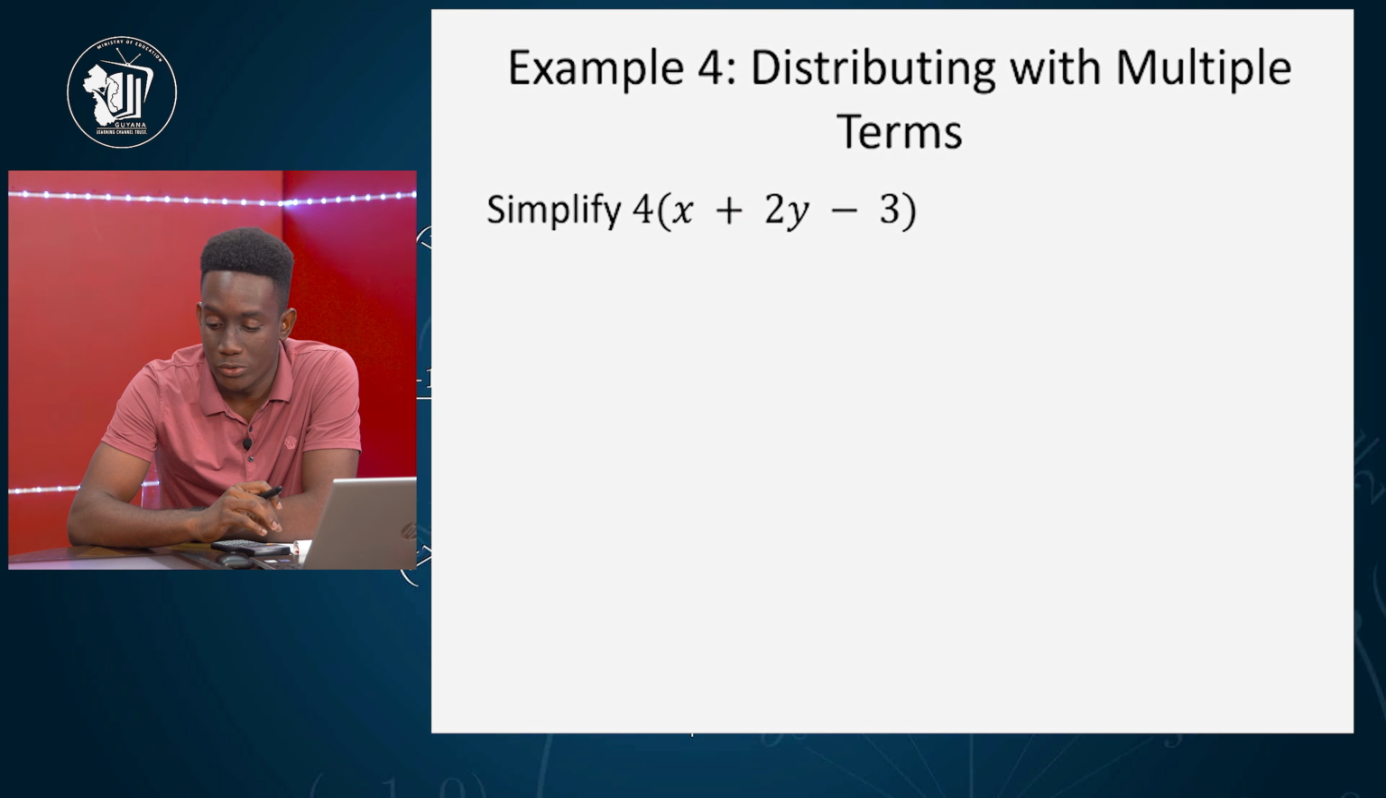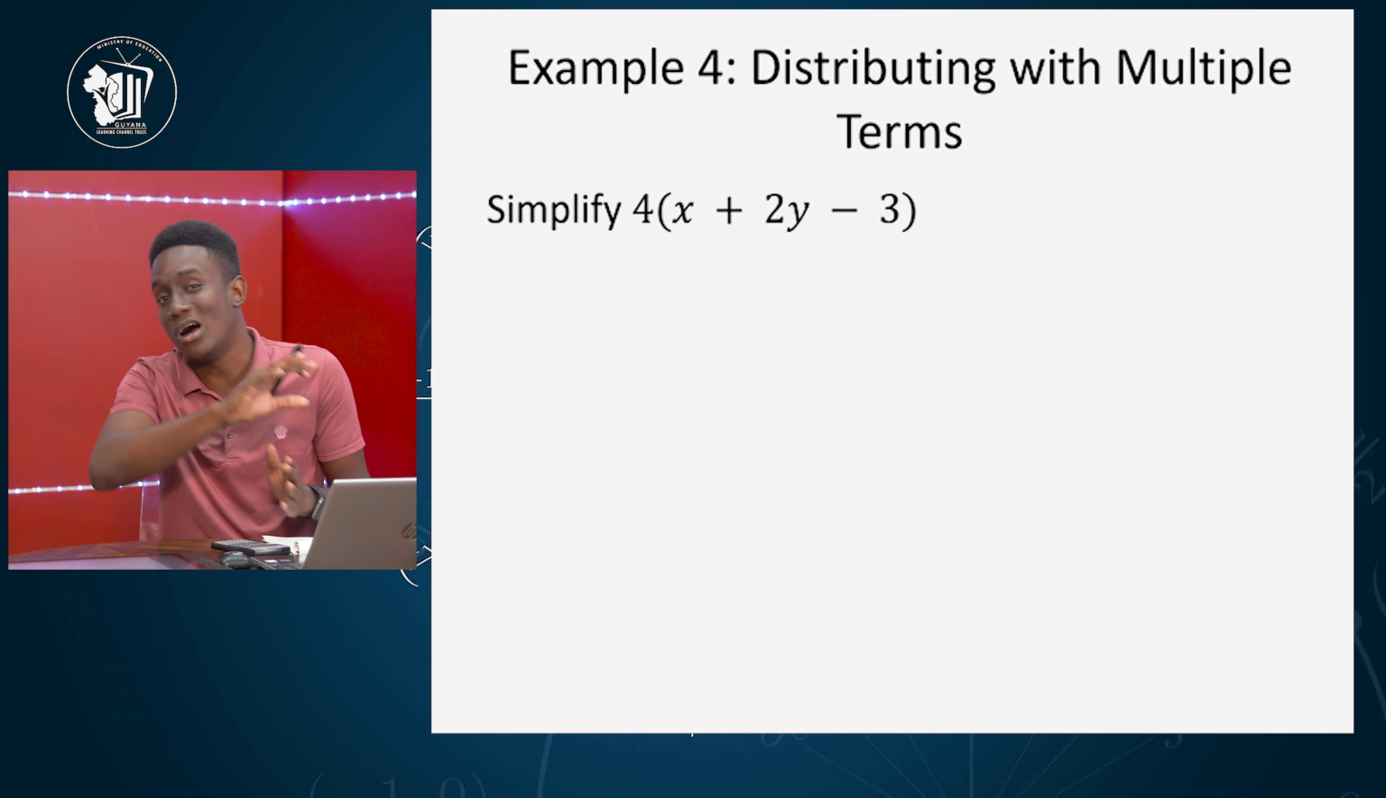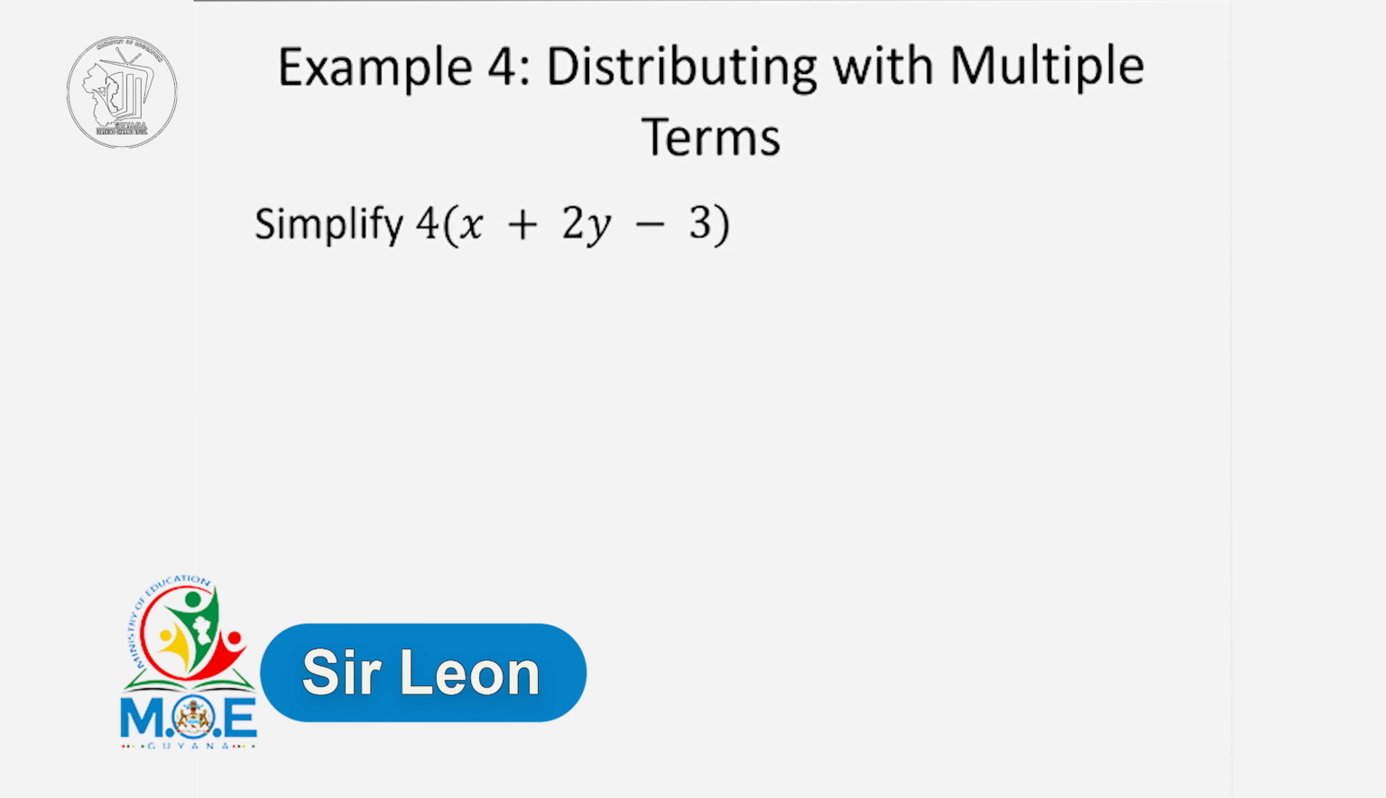And look at this one. We are asked to simplify this. Now we have 3 terms. Remember, the term outside the bracket has to multiply all the terms in the bracket. So we have 4 open bracket, x plus 2y minus 3. So the 4 will distribute throughout. So the 4 multiplied by x will give me 4x. And the 4 multiplied by plus 2y will give me 4 times 2 is 8, so this gives me plus 8y.